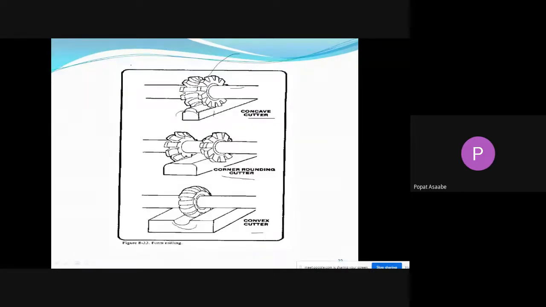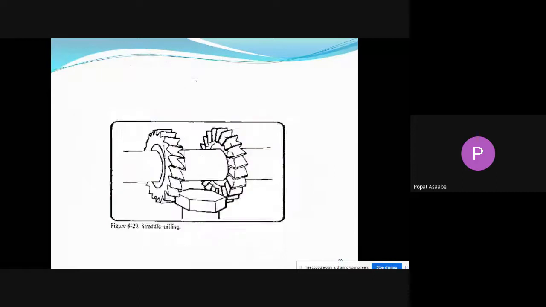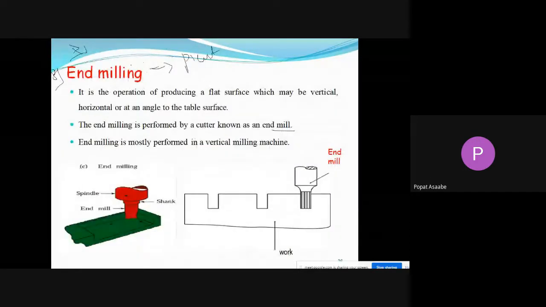Then the next operation is end milling. What is meant by end milling?